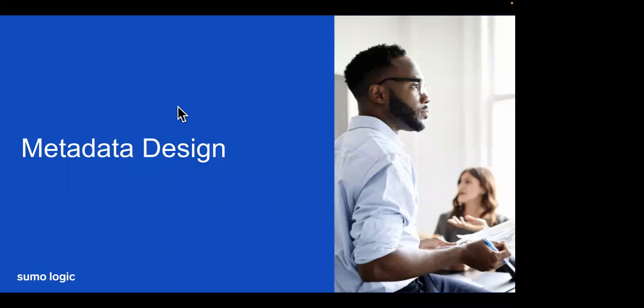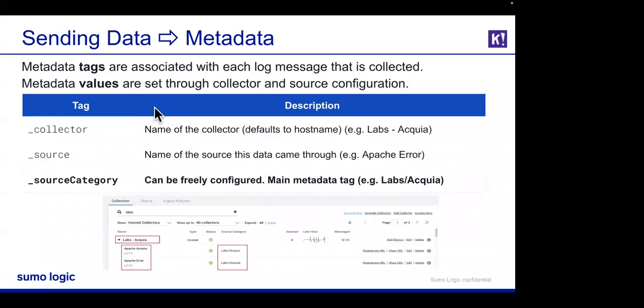Now, with metrics and logs, we can also do some metadata design. As you're probably familiar, we have metadata tags. You can reference your collector by saying _collector equals, and then the name of that collector. When we set up collectors, we give them names, and we can reference them by saying _collector equals that name. Same with sources. We can say _source equals and then that name.